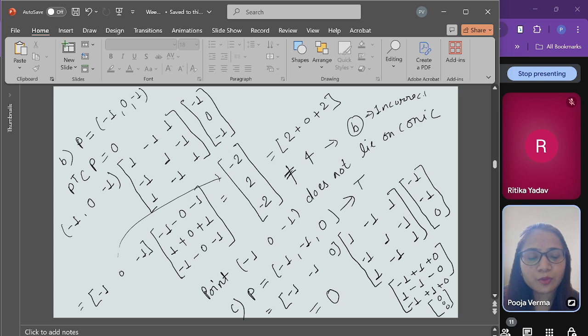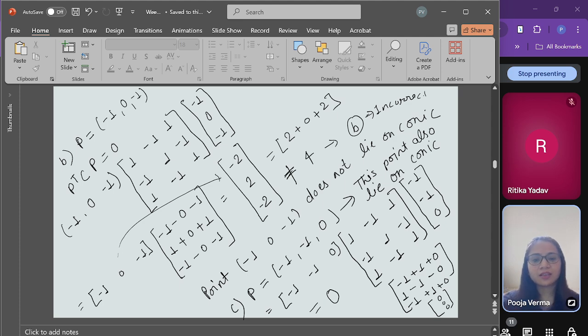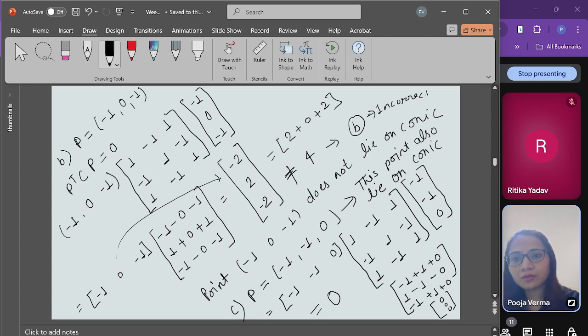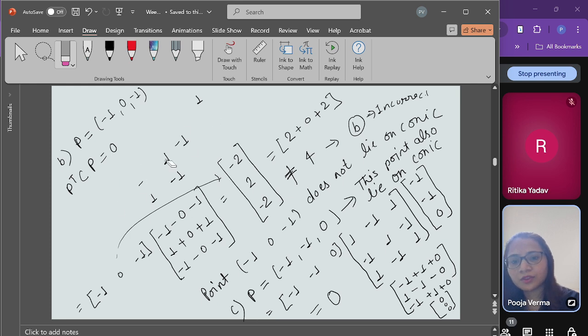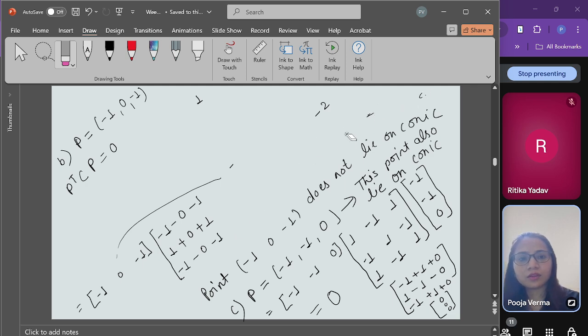That means this point is also lying on the conic. Okay, so options A and C are lying on the conic. Now we need to check the other option also. So I'm removing this from here so that we can calculate for option D as well.